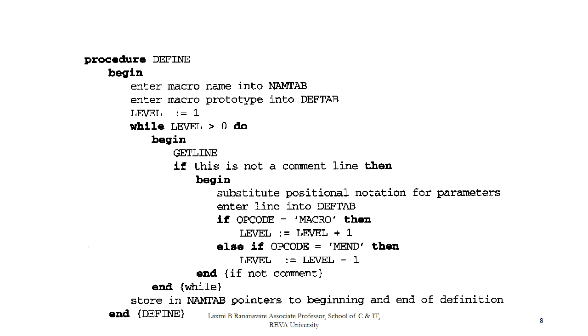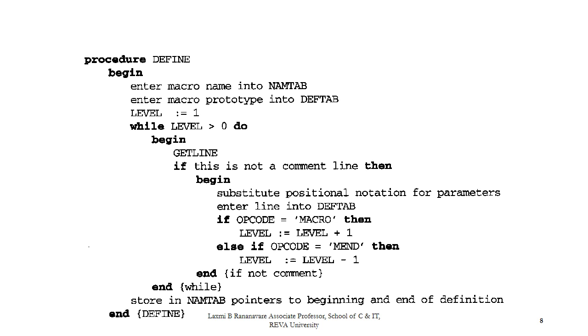Okay, so if you encounter macro in the opcode part, then you are going to put that macro in the name tab. So you are going to store the name of the macro in the name tab, and then we are going to enter that macro prototype into the def tab. That means we are going to store the set of instructions which are there in the definition of the macro in the define table.